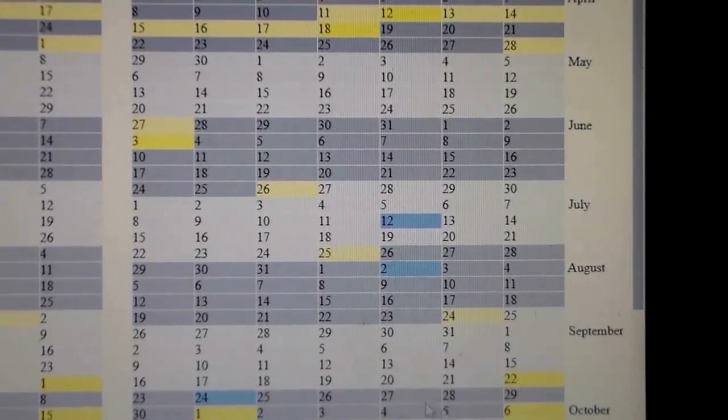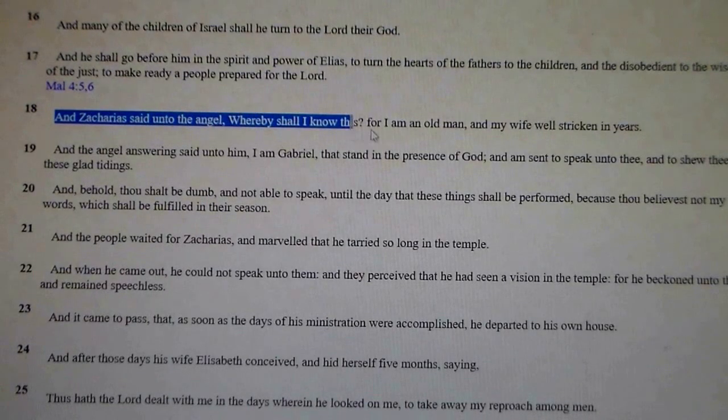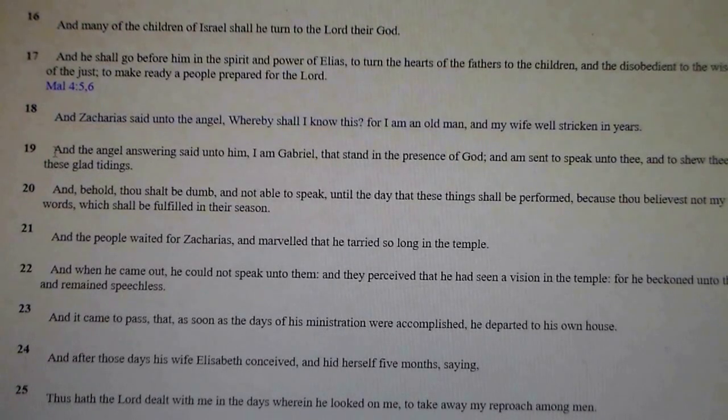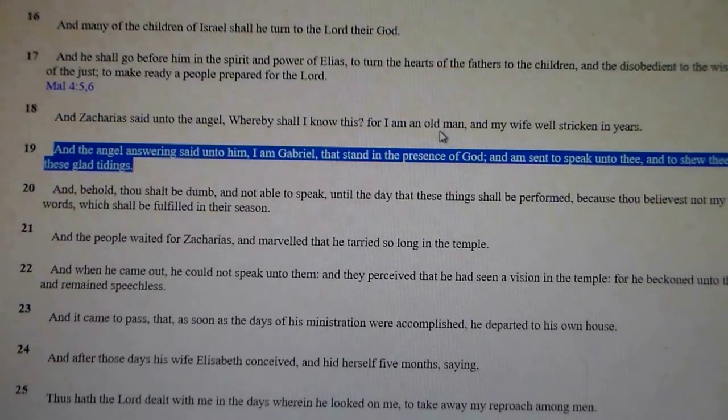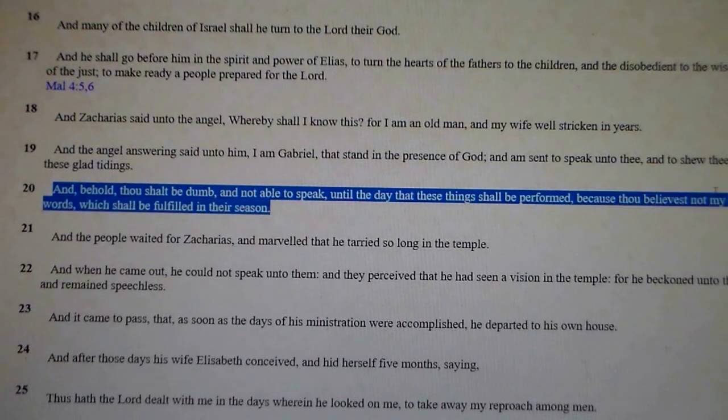So let's keep on reading there in the book of Luke. So we'll go back to the book of Luke and we'll start reading there, verse 18. Zechariah said unto the angel, whereby shall I know this? For I am an old man and my wife is stricken in years. Verse 19, and the angel answered and said unto him, I am Gabriel, mighty man of God, that stand in the presence of God, and am sent to speak unto thee, to show thee the glad tidings, or the good news. And behold, thou shalt be dumb, and not be able to speak until the day these things shall be performed, because thou believest not my words, which shall be fulfilled in their season, right?